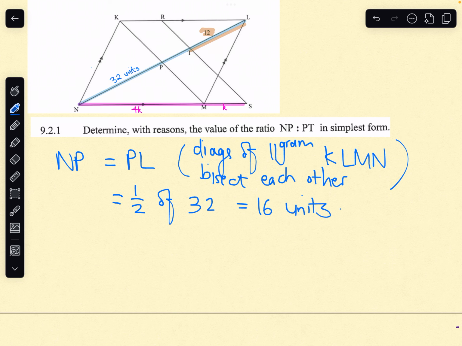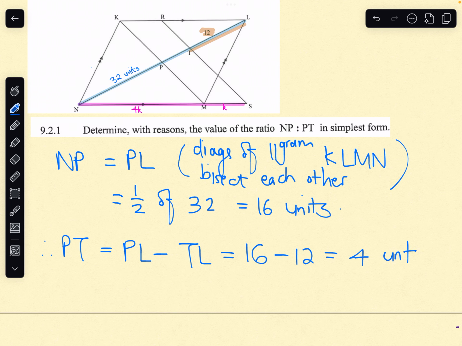Okay, so now we've got NP, and therefore PT is equal to PL minus TL, which is 16 minus 12, which is 4 units. Yo, yeah, no, that was a proper workout. So the ratio of NP to PT is 16 to 4, which simplifies to 4 to 1, which is indeed as we suspected, 4 to 1. Beautiful.